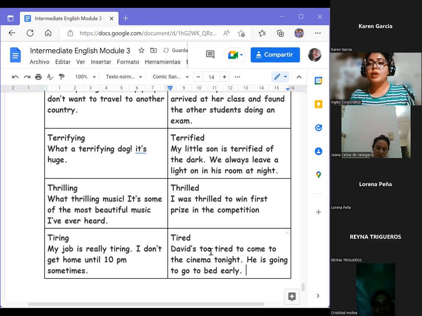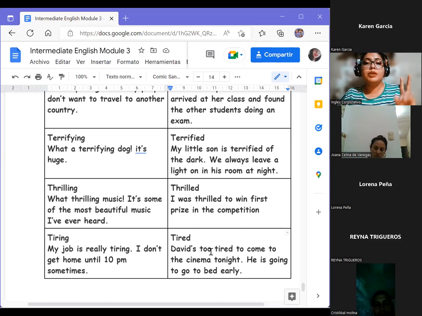So we have 20 words, 20 examples, or I mean, we have 40, because we have 20 in each list. So we have one group of words in which we are talking about the situation or the person or the thing that is doing something in us. And we have 20 examples of words that we use for feelings.